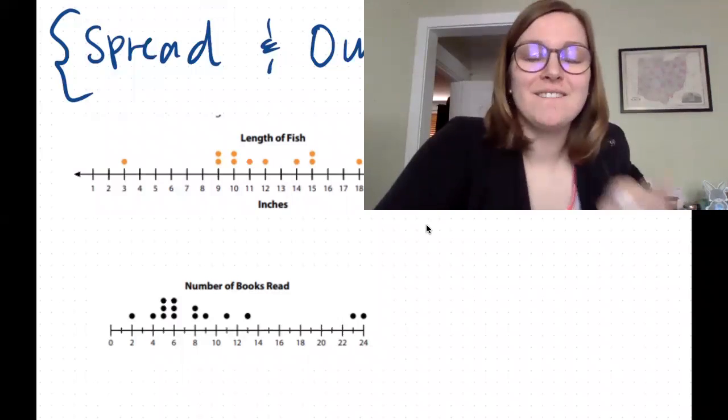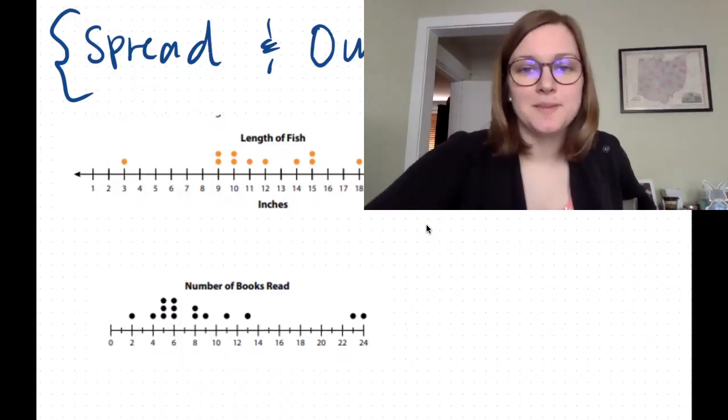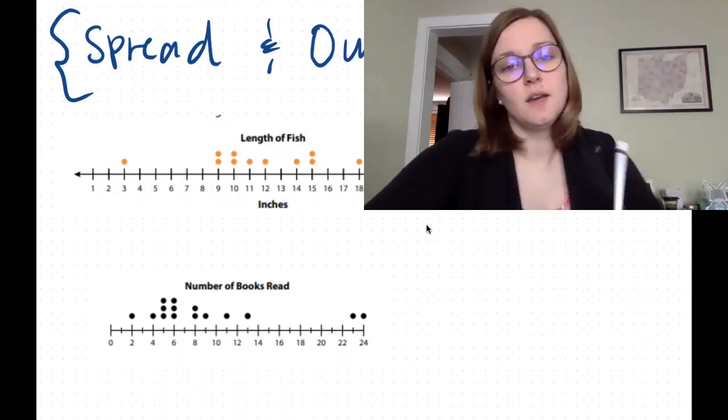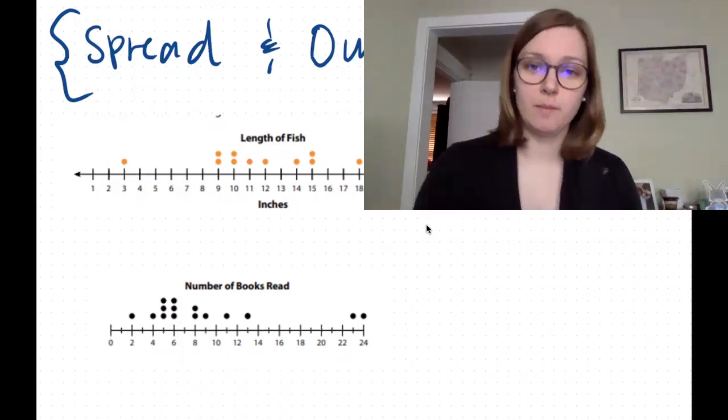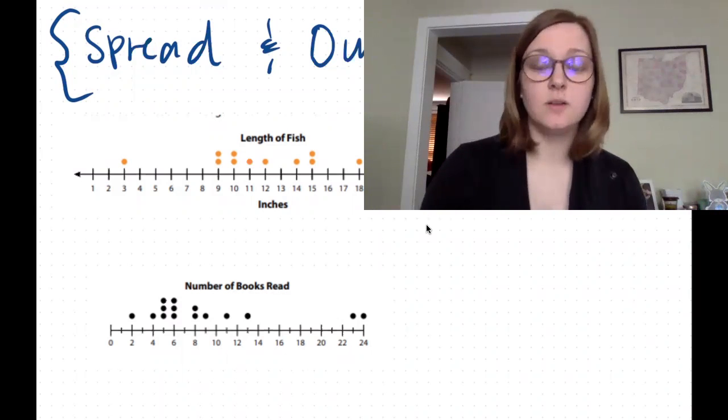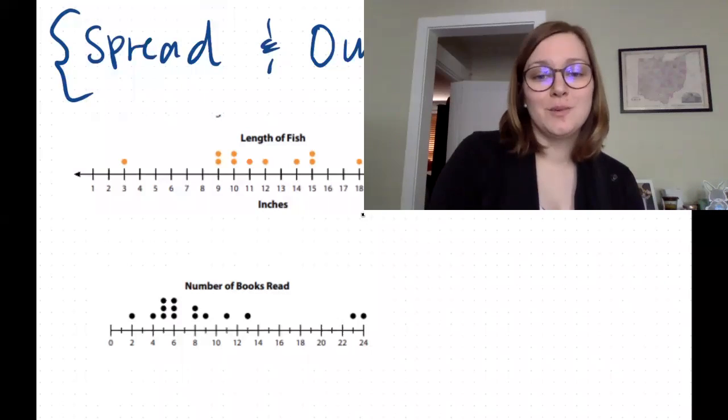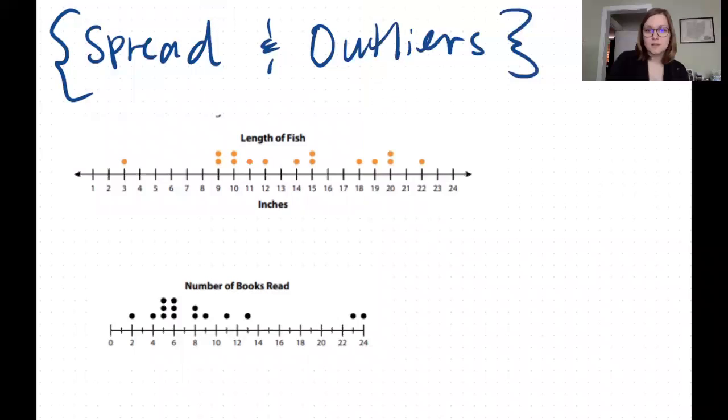All right. The very last thing I want to talk to you guys about today is when we're looking at the data, there are some things that they might talk about when they're talking about the spread, where they might also talk about an outlier. Okay, so when we are talking about the spread, what they're trying to say is when I look at the data, kind of what does it look like overall?